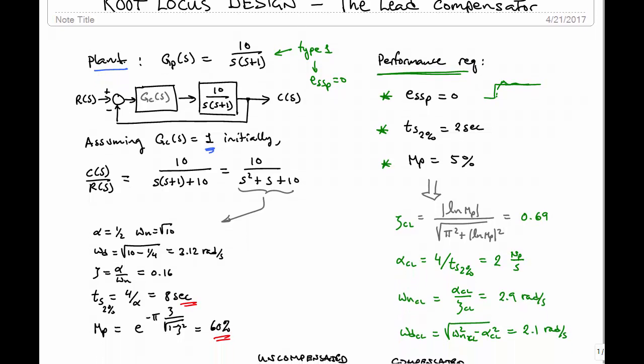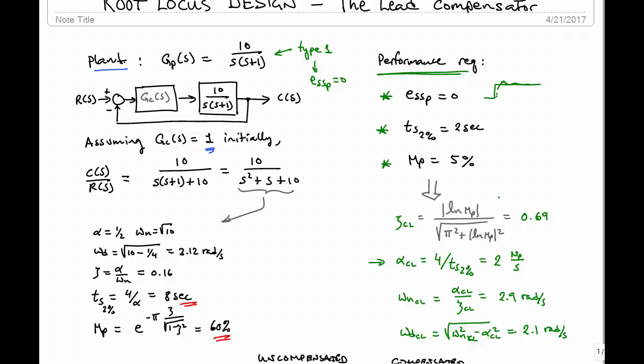The second one, our settling time, puts a constraint on the real part of our closed loop poles. So the real part of our closed loop pole is going to have to be at -2, and currently, as the system comes to us, it is at -1/2, so we have to move that to the left by a factor of 4.